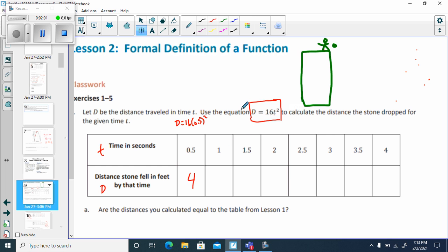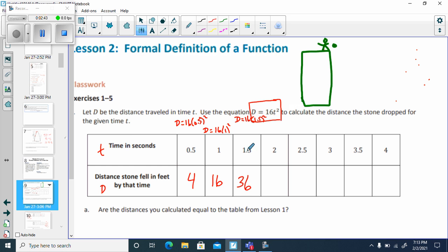Now let's see how far it's dropped after 1 second. So let's plug in 1. D is equal to 16 times 1 squared. 1 squared is 1, so 1 times 16 would be 16. Now let's do this one. D is equal to 16 times 1.5 squared. In your calculator, you do 1.5 squared multiplied by 16, which gives you 36. So after 1.5 seconds, this ball has dropped 36 feet.